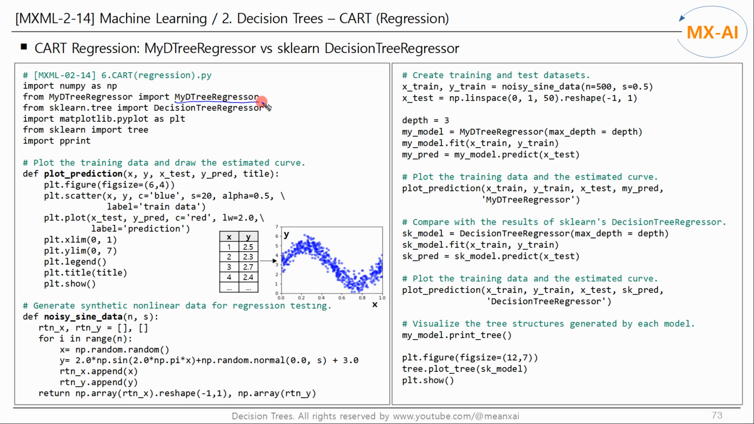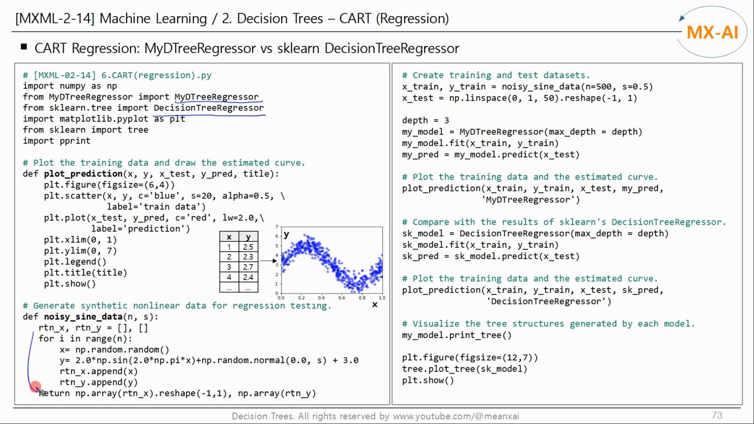Next, we'll use this class to build an actual regression model. We'll also create another model using scikit-learn's DecisionTreeRegressor and compare the results. The dataset we'll use is a noisy sine curve. This is synthetic data generated for a nonlinear regression problem.